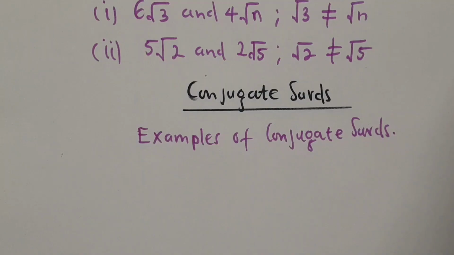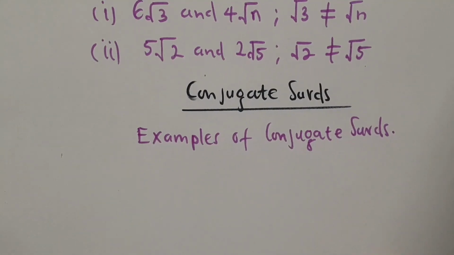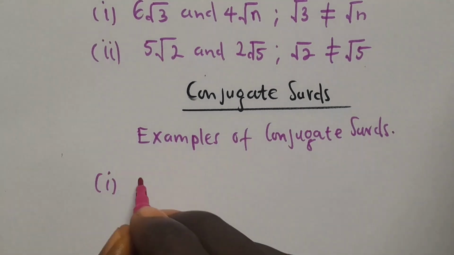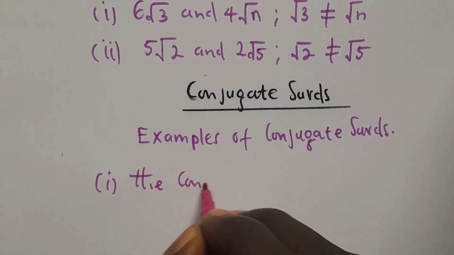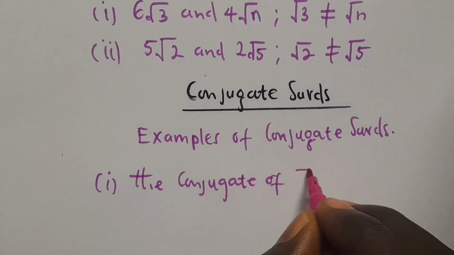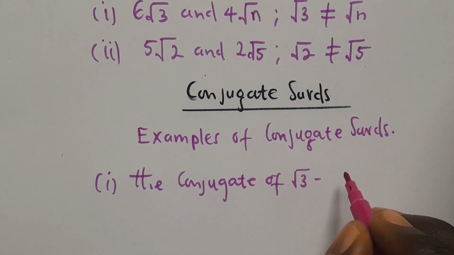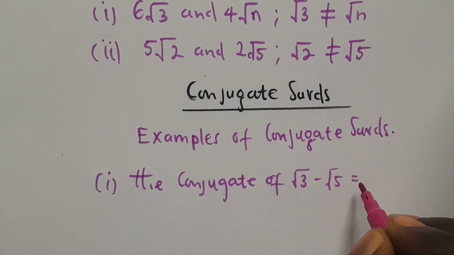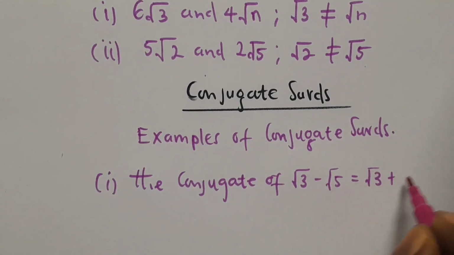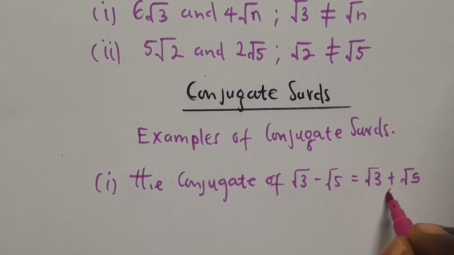So let's take a look at examples of conjugate surds. We have one, the conjugate of square root of 3 minus square root of 5 equals square root of 3 by changing minus to plus, and that is the conjugate of this. We have it to be square root of 3 plus square root of 5.